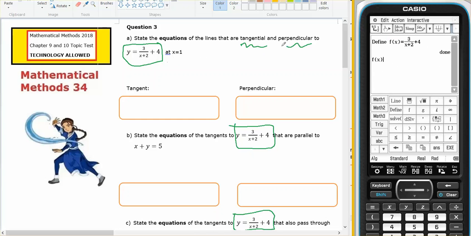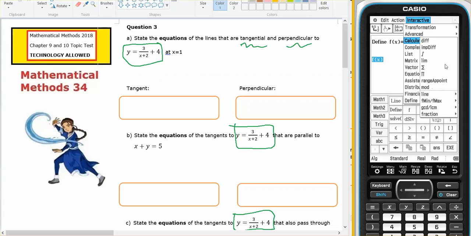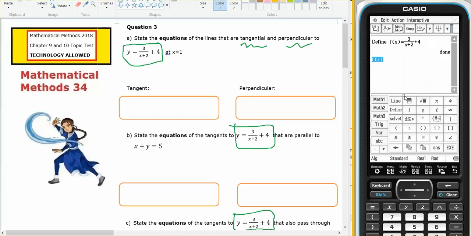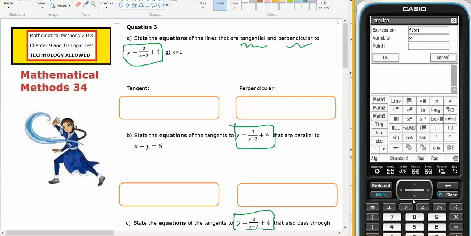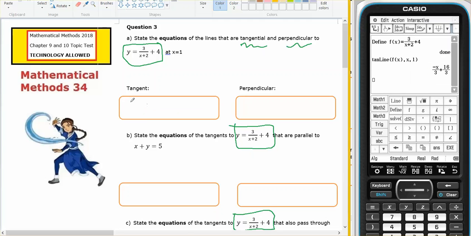So I wish the tangent at x equals 1. So if I select that, interactive, calculation, line, tan line, at x equals 1. Okay, and my answer is y equals negative x on 3 plus 16 on 3.